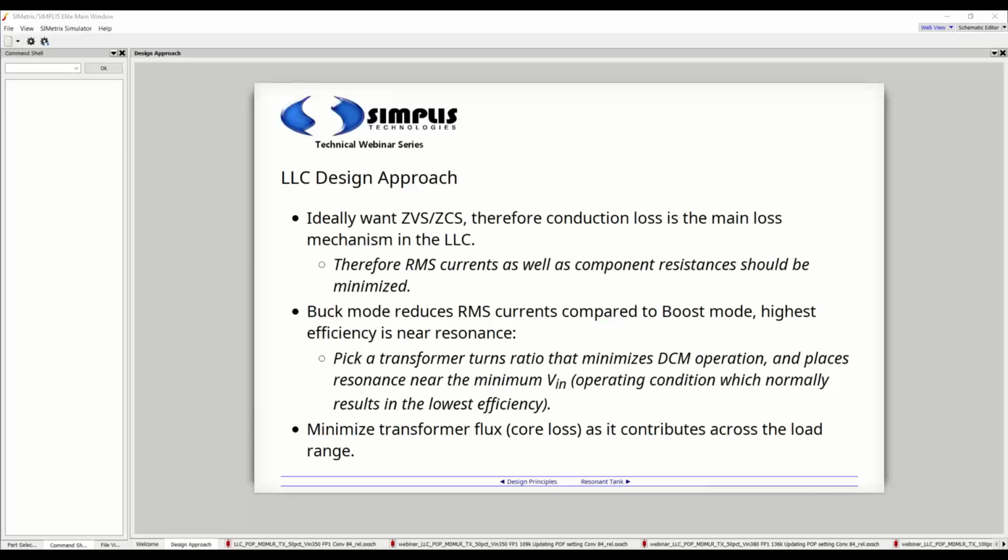And conventional wisdom tells us that we want to minimize transformer flux and core loss because it contributes more or less evenly across the load range. It does not scale nearly as much as winding loss as you increase the load current.